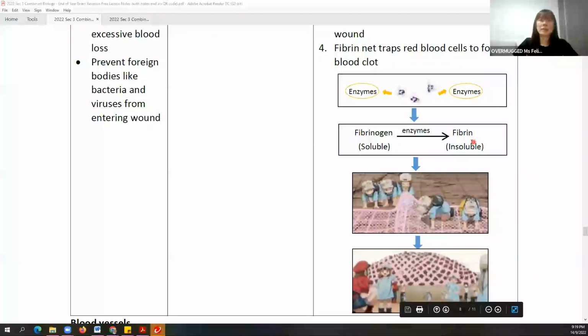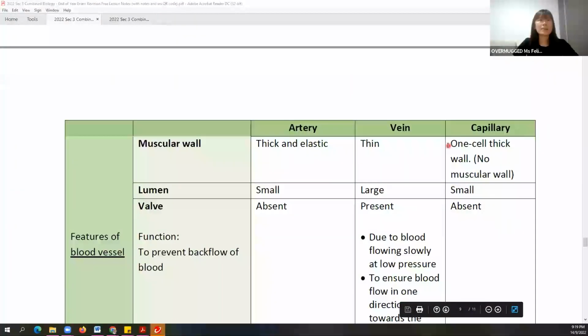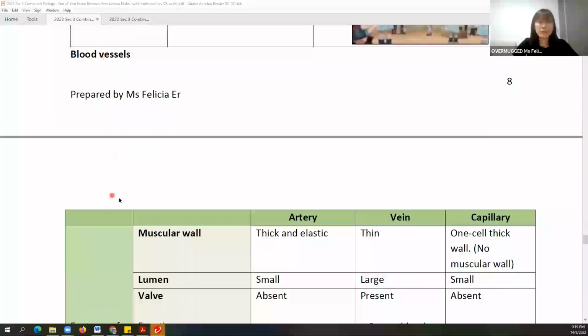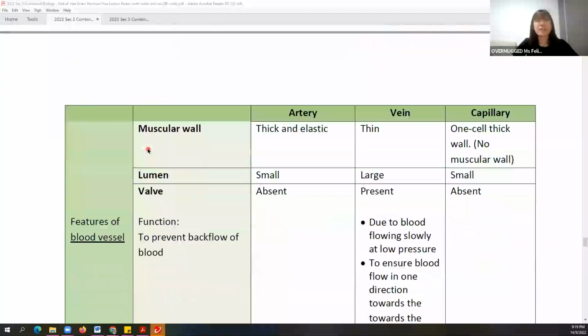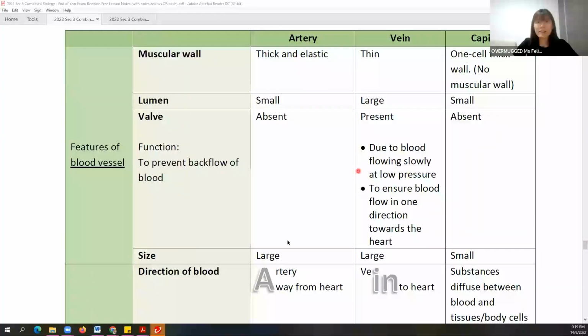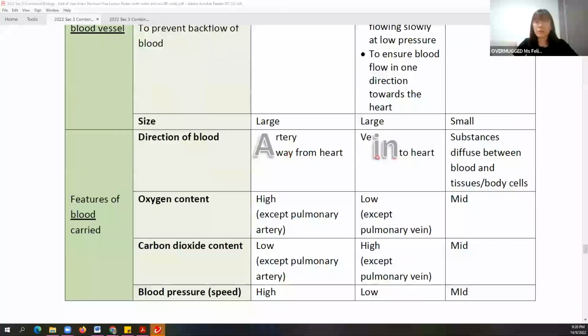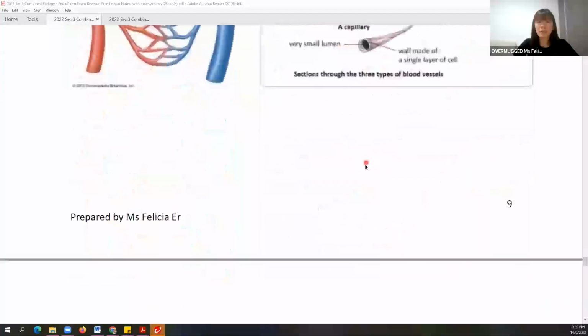Okay, so I shall move on to blood vessel. Oh, oops, okay, never mind. Anyway, the title is for the next page. I don't know, somehow it got shifted. Okay, so for blood vessel, these are just facts. Can you go and study it on your own? Yep, so I have some mnemonics to help you remember. I got even more mnemonics for the heart.